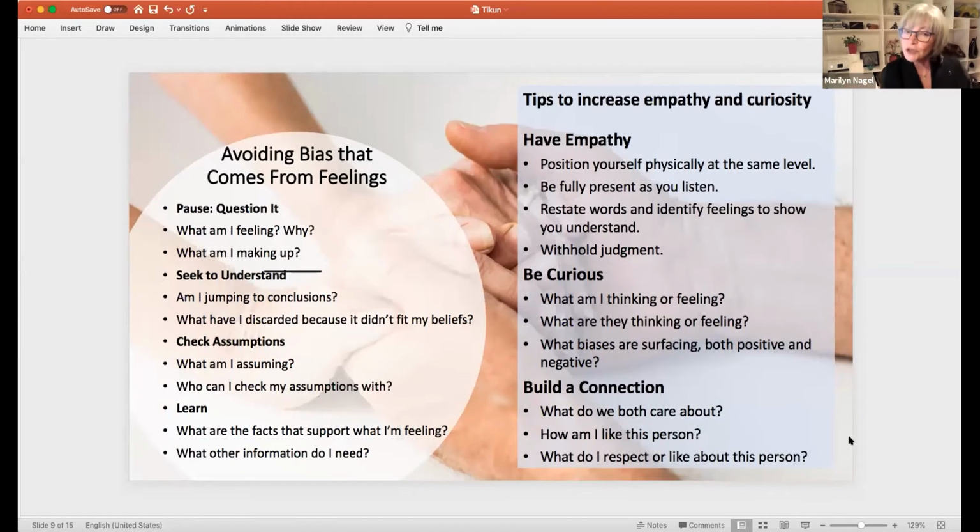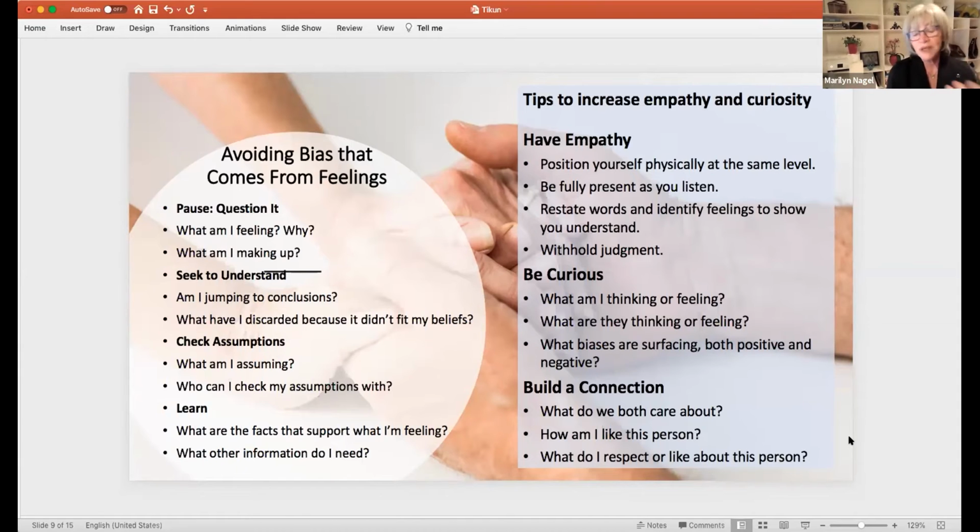Am I crossing the street to avoid a person because I have fear about them? Where does that fear come from? What am I making up and what is real? Seek to understand. Am I jumping to conclusions? What have I discarded because it didn't fit my beliefs?